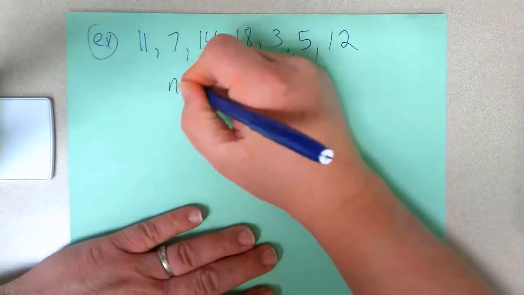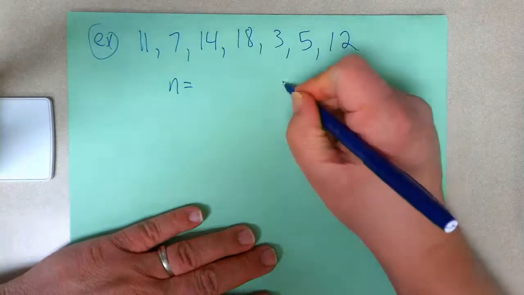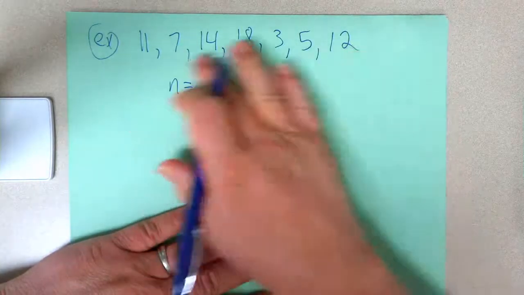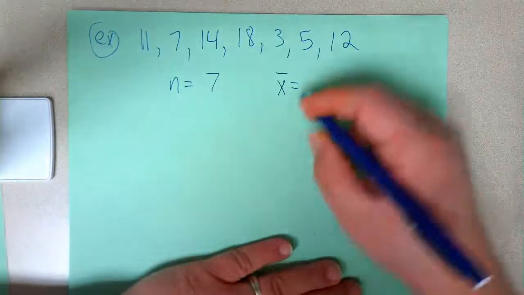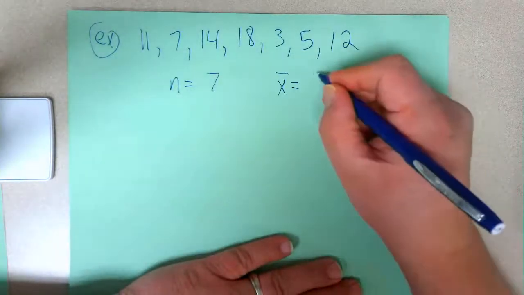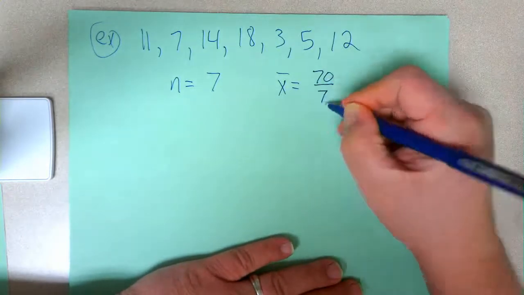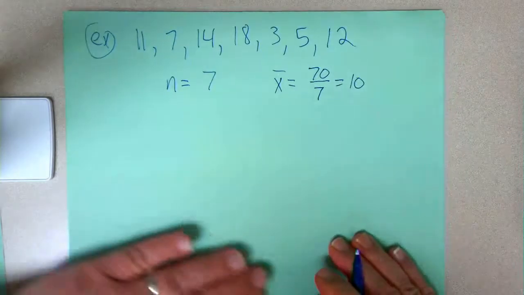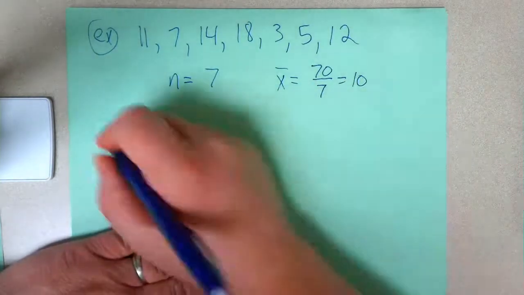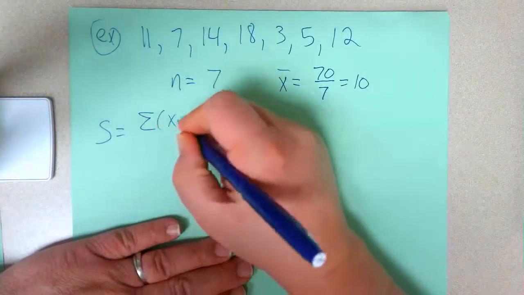Okay, so now let's see how you did here. If you remember, you find n and x bar first. n is just the sample size, and in this case there's 7. x bar is the mean, and if you add all these up, you actually get 70, and you're going to divide that by the number of values, which is 7, and you get 10 for the mean.